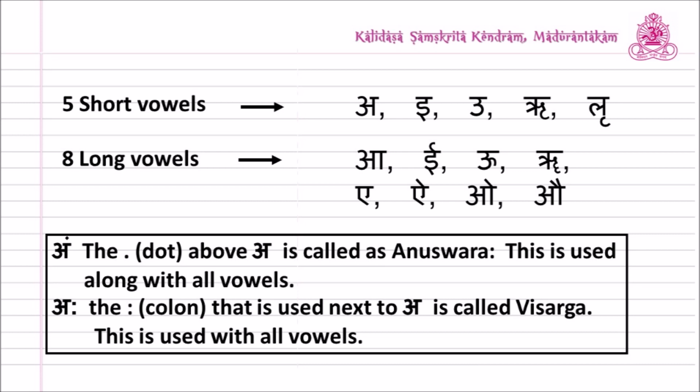The dot above a is called anuswara. This is used along with any vowel. It is not a vowel, but it is used along with any vowel. Ah, the colon, the two dots used next to a, is called visarga. This is also used with any vowel.